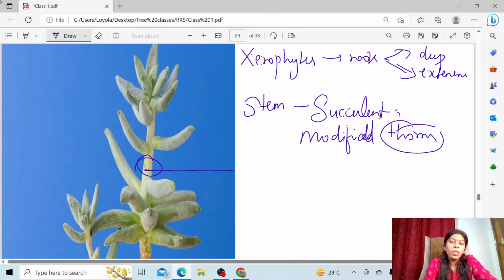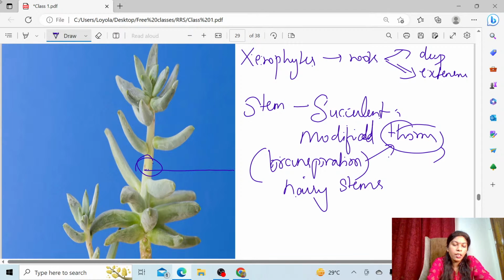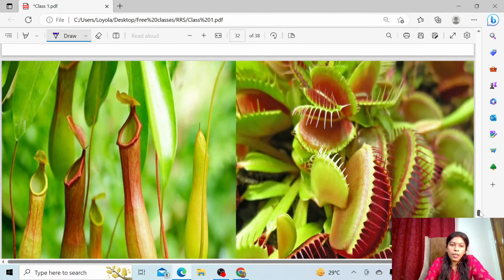You know what transpiration is? Transpiration means the water should not get evaporated from the plant. To avoid that, they have modified thorns in the stems. Instead of leaves, the leaves get reduced to thorns. Then sometimes hairs are present. Some plants will have hairy stems. Stems will have hair. Then leaves. See, these are the stems with thorns, and the leaves are reduced to thorns.